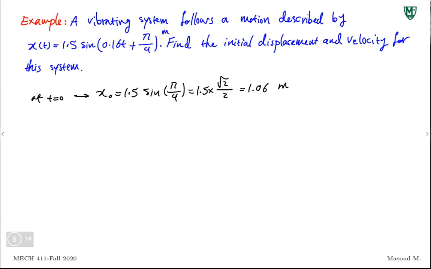How about for initial velocity? Well, you just take the derivative with respect to time, right? You just find x dot of t. I'll leave it to you to do this. x dot of t, and then put t equals 0. From there, you will get x dot naught as whatever becomes meter per second. Does that make sense, guys?